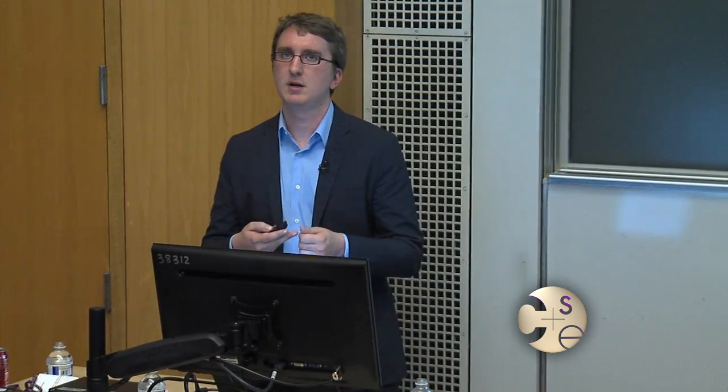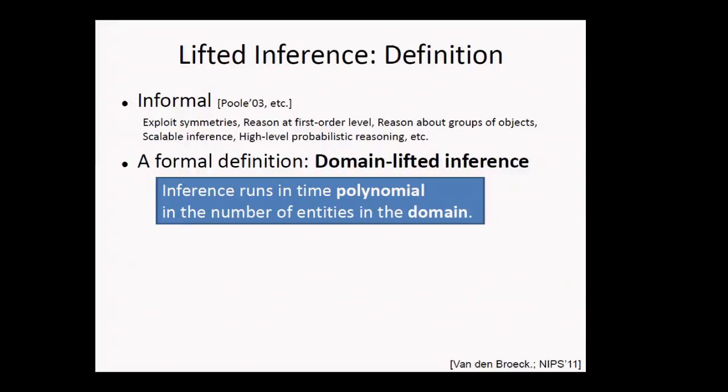So what I proposed in my thesis is a definition, because if you want to do some kind of theoretical analysis, you have to at least define what the problem is, right? So this definition is called domain lifted inference. It's one notion of what lifted inference could mean. And it tells you that some algorithm is lifted if it runs in time polynomial in the size of your domain. So what does this mean, actually?